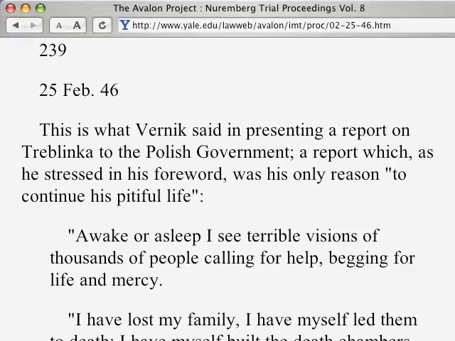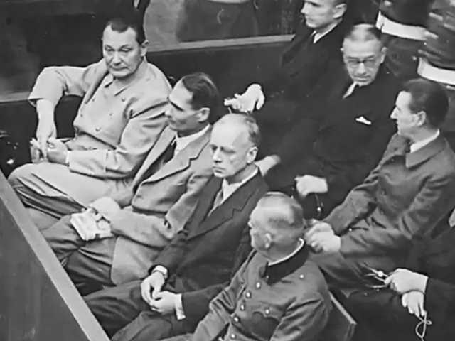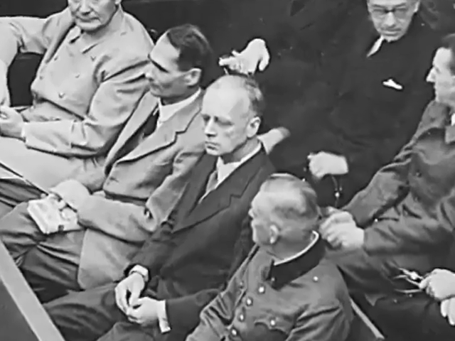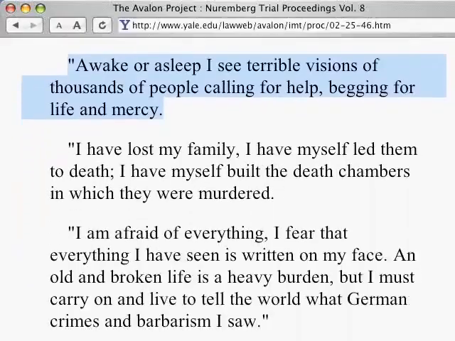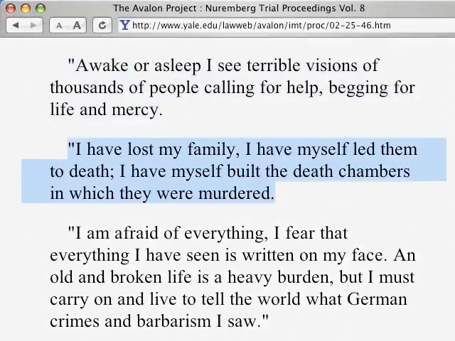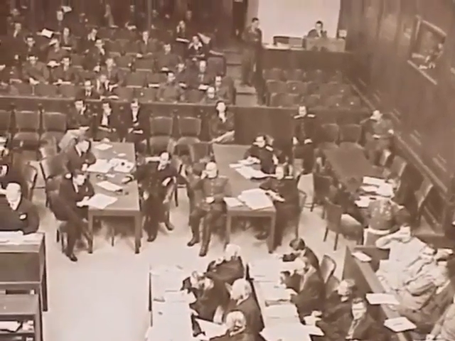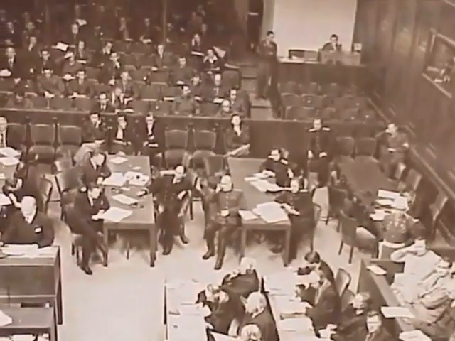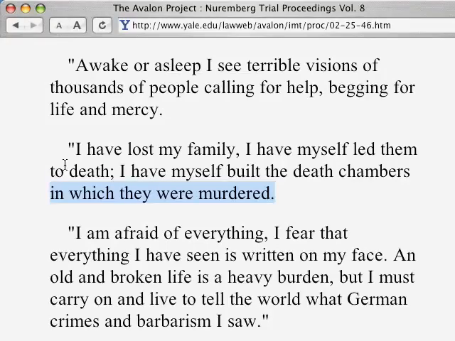"This is what Vernik said in presenting a report on Treblinka to the Polish government, a report which, as he stressed in his foreword, was his only reason to continue his pitiful life. Awake or asleep, I see terrible visions of thousands of people calling for help, begging for life and mercy. I have lost my family. I have myself led them to death. I have myself built the death chambers in which they were murdered."